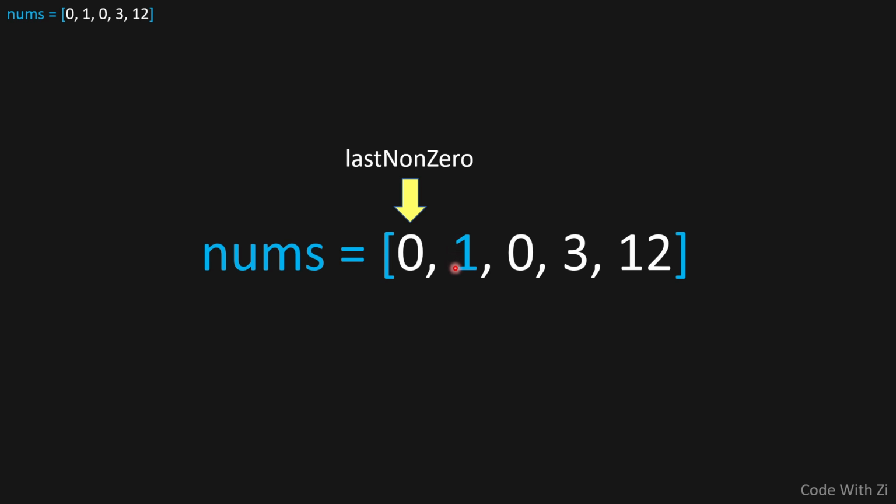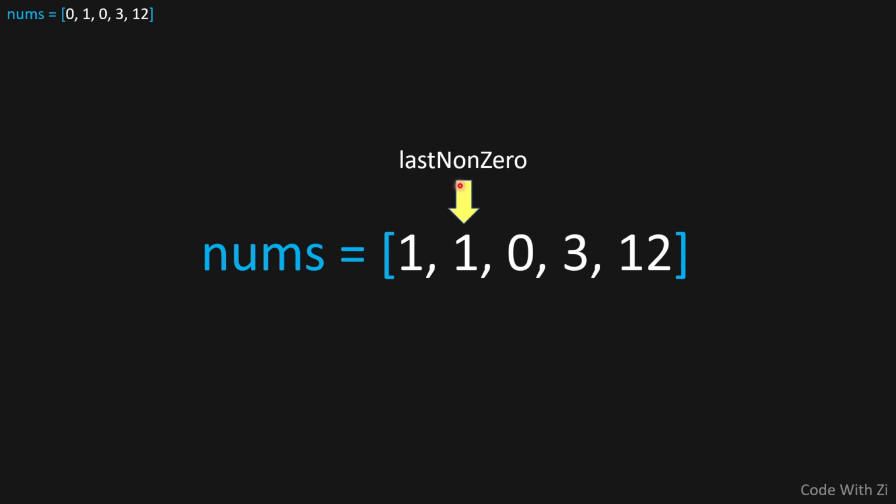If the number is not 0, we're going to put this number in the position that our lastNonZero variable is pointing to. Currently, lastNonZero is equal to 0, meaning it's pointing to the position with the index of 0, meaning this position here. So we're going to put this 1 into this position here. Simple as that, and then we're going to increment lastNonZero. So each time we have a non-zero number, we put that number in the position that lastNonZero is pointing to, and then we increment this variable.